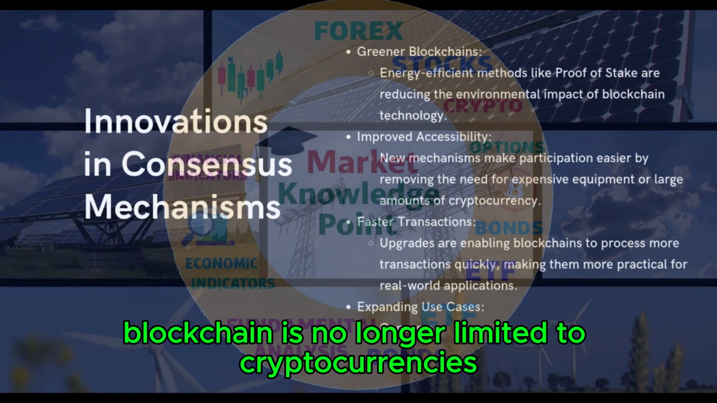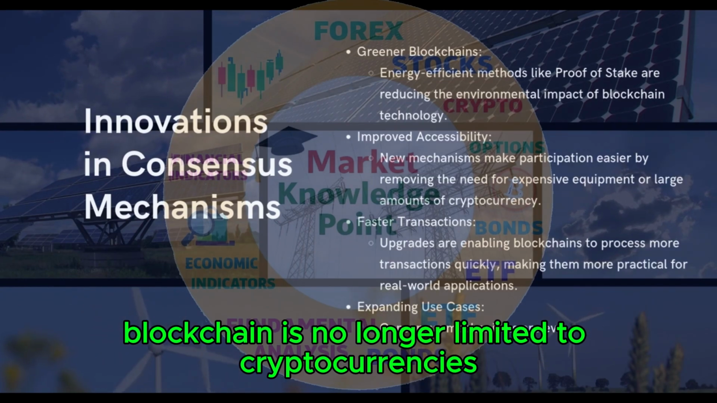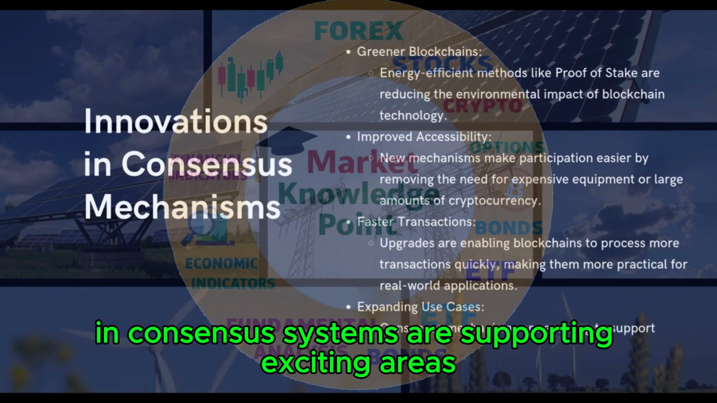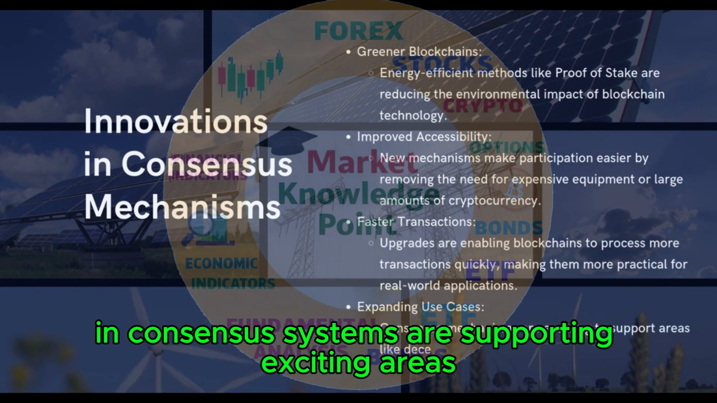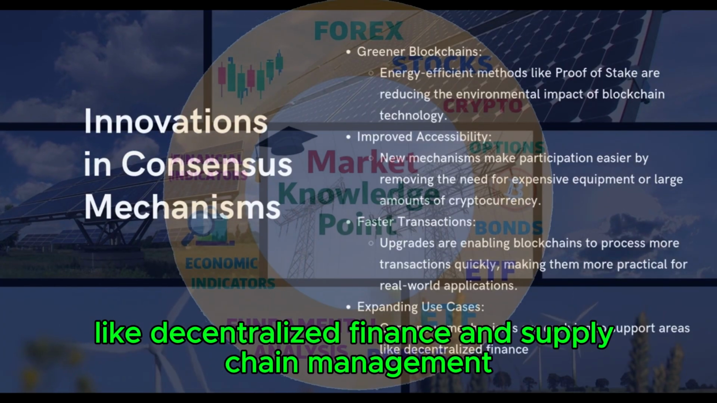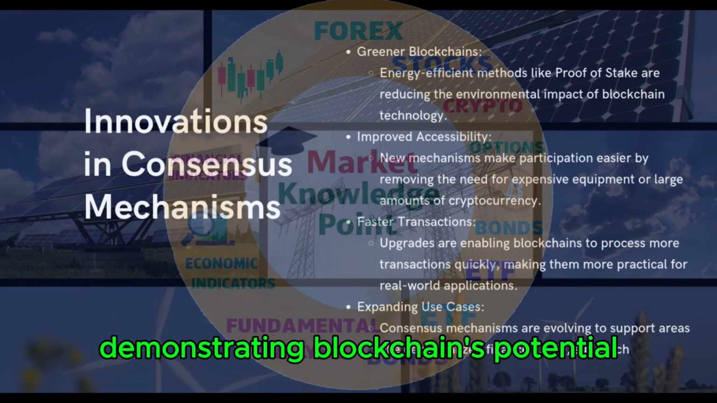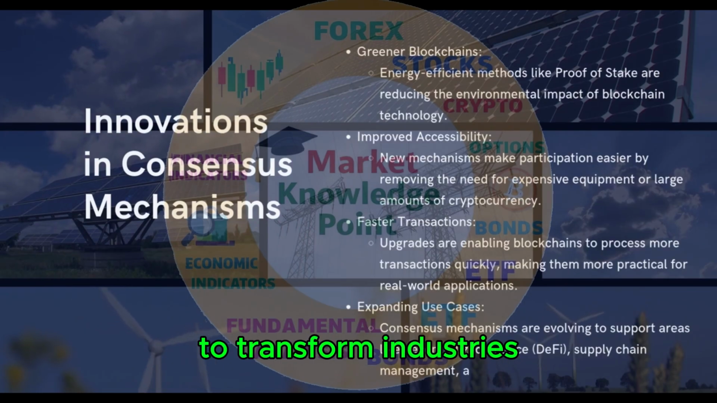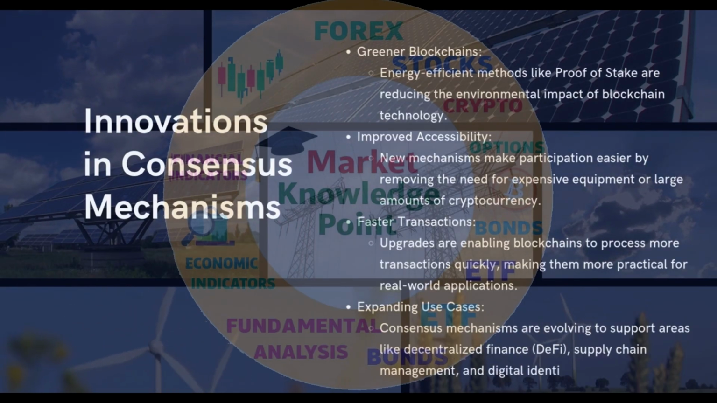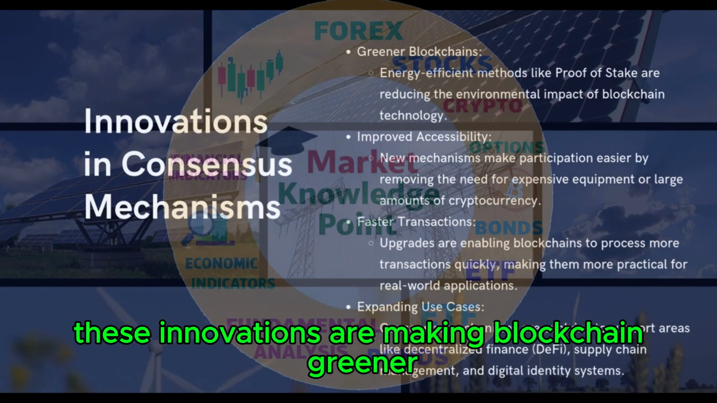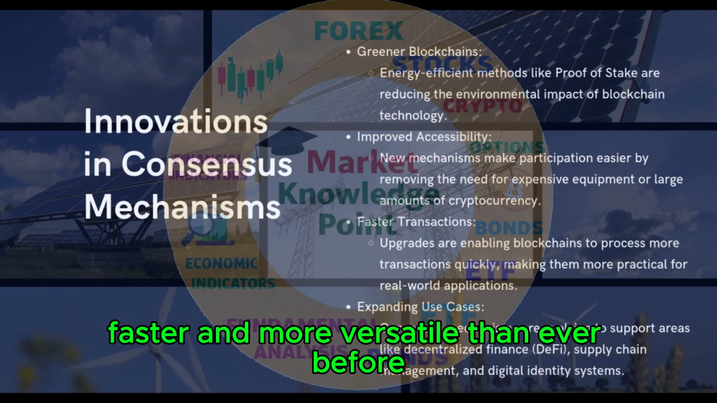And then the last point is around expanding use cases. Blockchain is no longer limited to cryptocurrencies. Innovations in consensus systems are supporting exciting areas like decentralized finance and supply chain management, demonstrating blockchain's potential to transform industries. These innovations are making blockchain greener, faster, and more versatile than ever before.